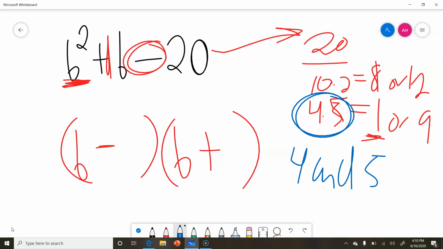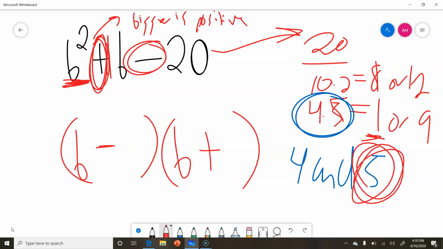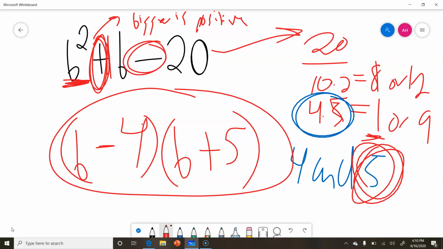Now, how do I know which one is positive, which one is negative? Well, I come back to this sign right here, and it's a plus. And when that's a plus, it means bigger is positive. So then I come over here and say, which one's bigger? That's the 5. So I just write the 5 over here in the plus, and the 4 over here in the minus, okay?